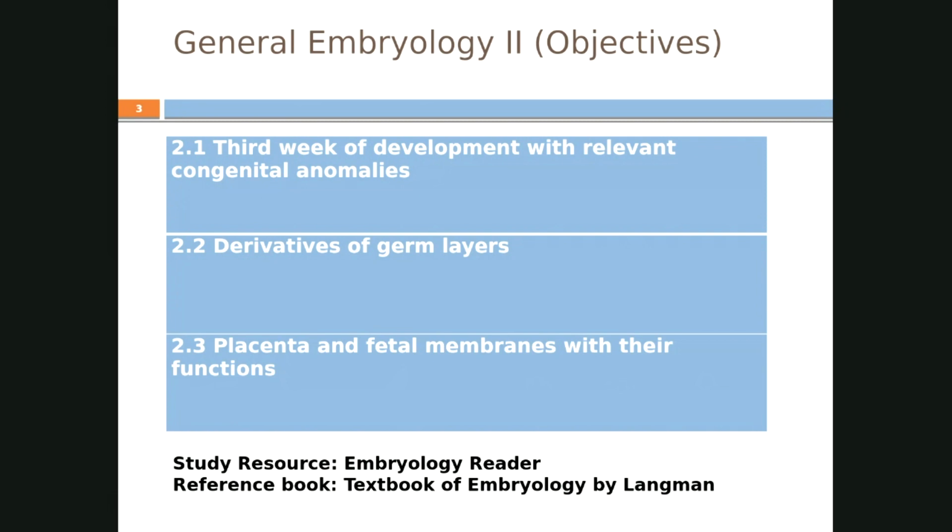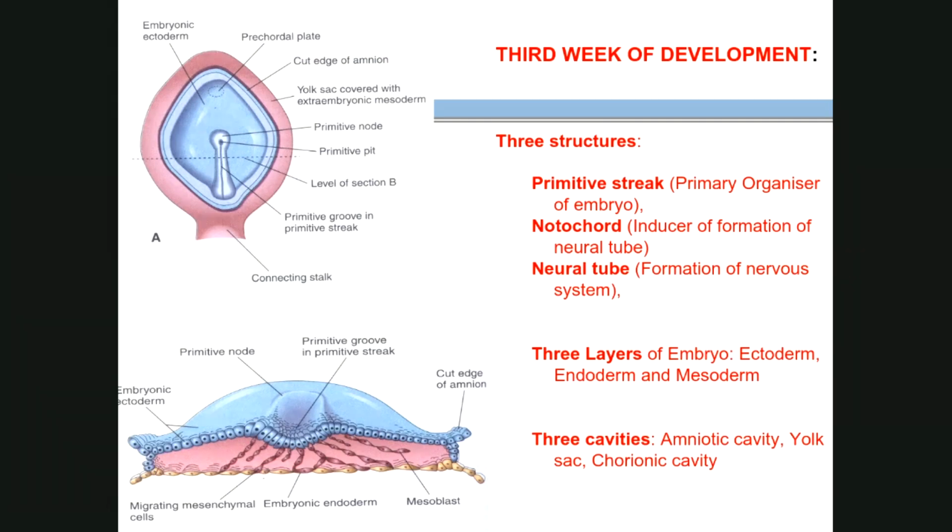Let's discuss the third week of development. Now, as I told you, the second week of development is a week of twos. Everything is in two: two layers of trophoblast, two layers of embryonic disc, two cavities. When you come to the third week, everything is threes.